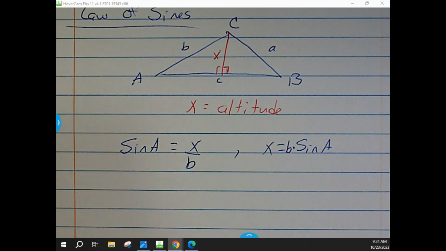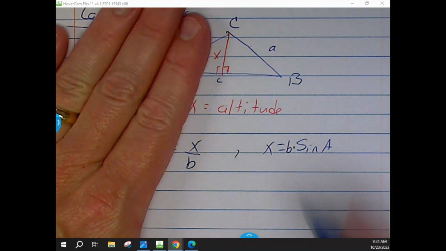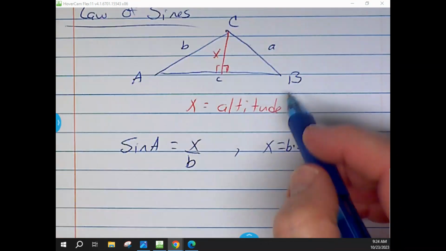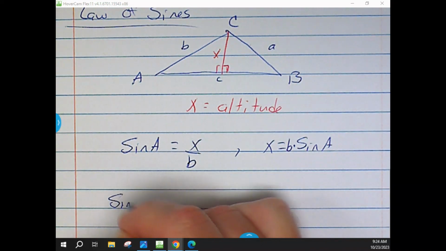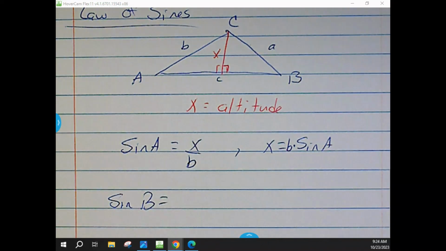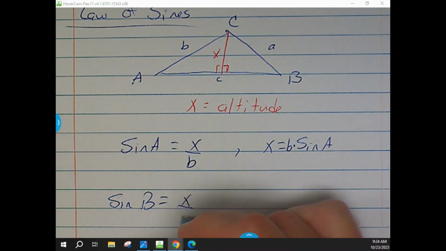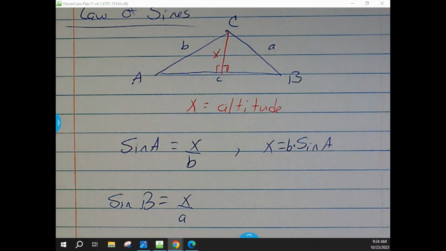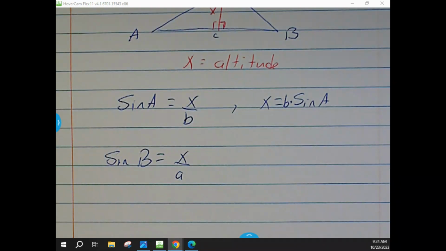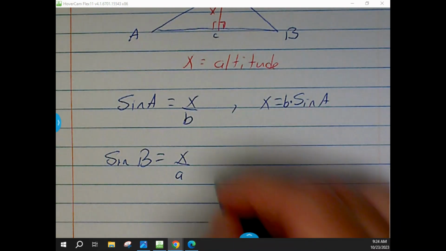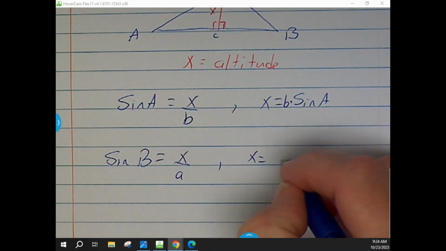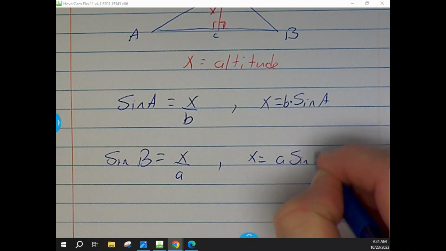Okay, you could do the same thing over here on the other side. If we looked at this part of the triangle now, you could say that sine of B would equal X over A. Or again, you could say that X would equal A times sine of B.